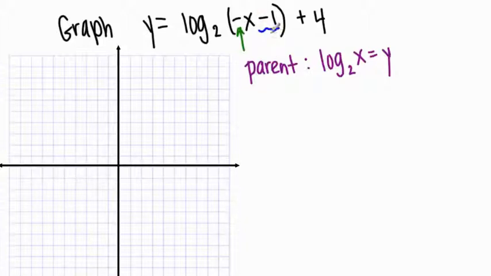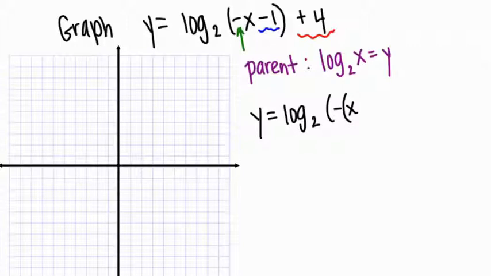The argument has an addition or subtraction included. Therefore, we're going to have a horizontal movement. And then plus 4 is on the outside of the function, so we're going to have a vertical move as well. Let's first talk quickly about this negative on the inside of the function. I've got y equals log base 2 of negative x plus 1.